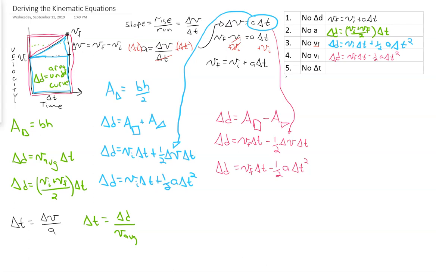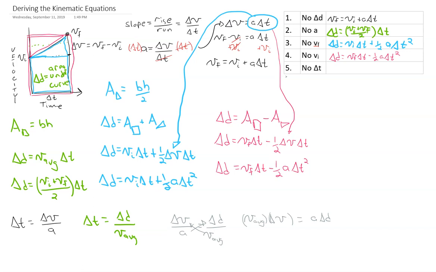So let me find a different color. I'll use gray for this. So I'll do that over here. I have change in velocity divided by acceleration is equal to change in distance divided by my average velocity. Now I'm going to cross multiply here, so my acceleration will come up there, my average velocity will come up there, and I will get average velocity times change in velocity is equal to acceleration times change in distance.